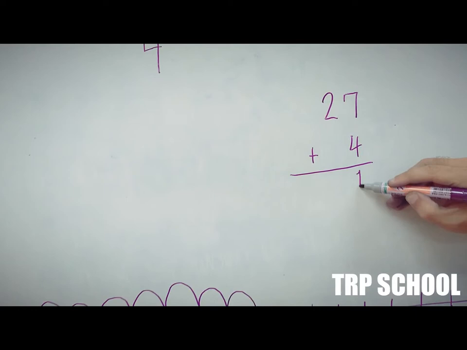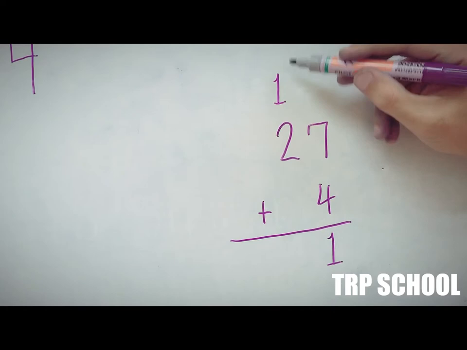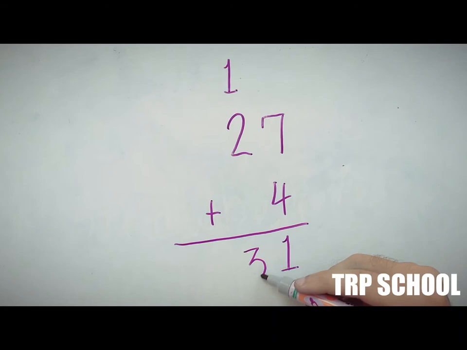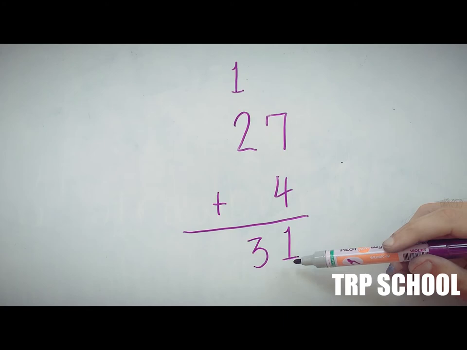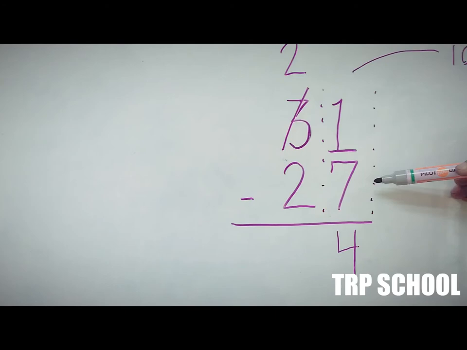I'm going to write a 1 here in my ones place, and then I'm going to write the other 1 in my tens place. 1 and 2 is 3. So that's 31. 27 plus 4 equals 31. So we can see that our answer is correct. 31 take away 27 equals 4.